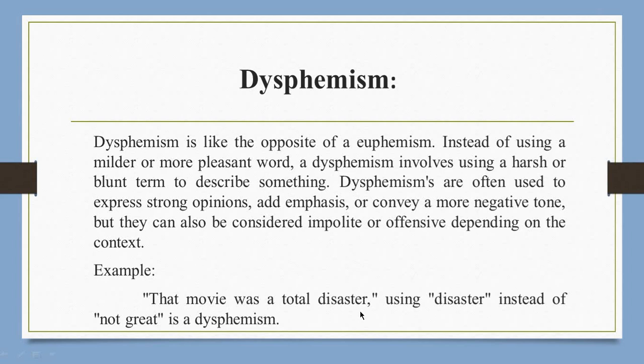Alright, that movie was a total disaster. Now, total disaster? Instead of saying the movie was not great, I didn't enjoy that much, saying it was a total disaster is a blunt way of saying it. It's a strong way of saying it. So that is the harsh way of saying something. That is dysphemism.